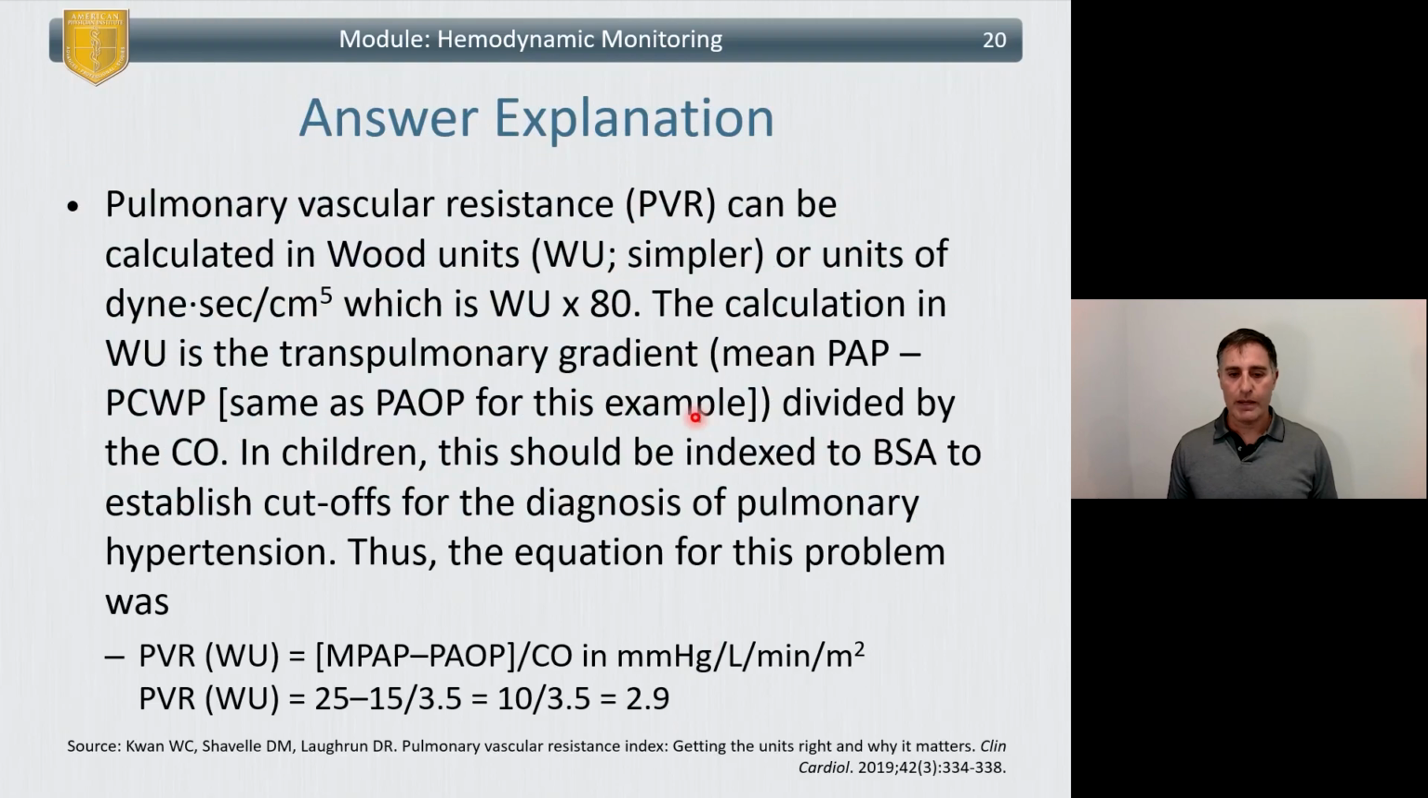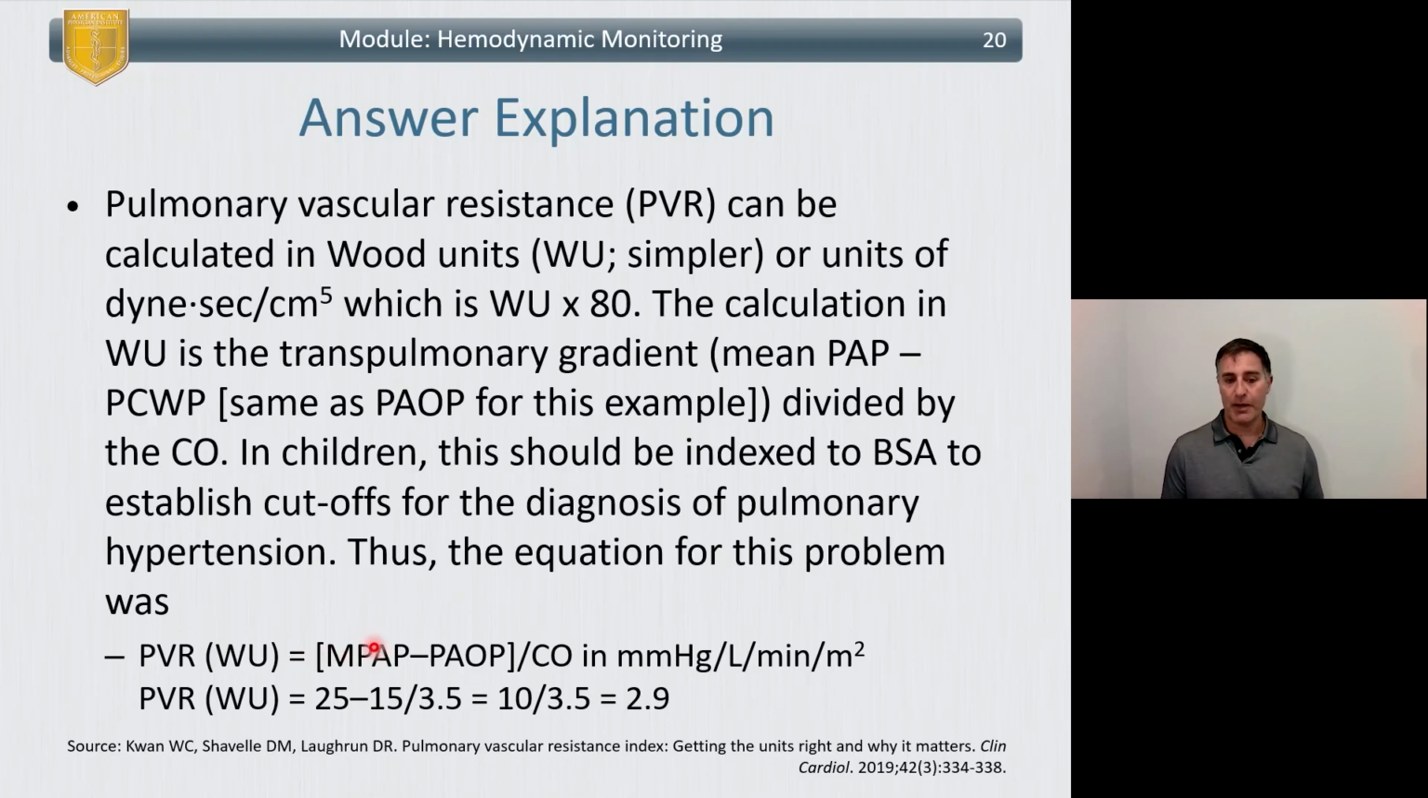Wood units is one way of calculating resistance. The other way, like I said, is dyne seconds, and there's a correction factor. This isn't something that I think you're going to need to do. I think it's more just being able to be aware of how the calculation is made. And really for PVR or SVR, the best way to think of it, so you don't have to try to memorize a formula, is you're looking at the pressure on the arterial end minus the venous end, or if you want to think of it, the ventricular end minus the atrial end, okay?